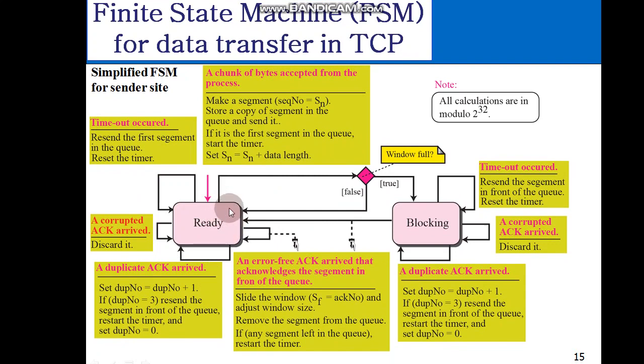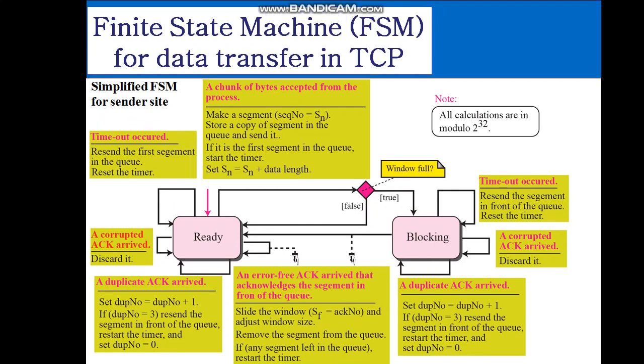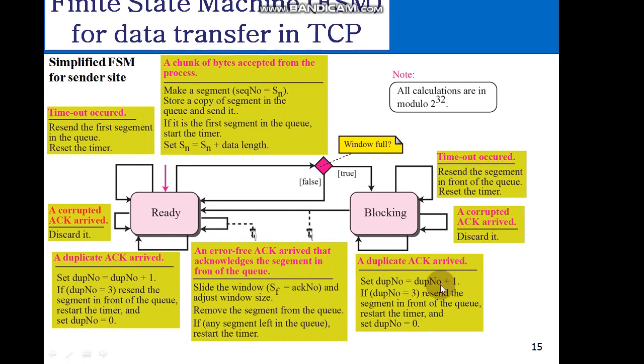Suppose your buffer is full, that is, the window is full. If it is true, then it will go into the blocking state, meaning the next segments cannot be taken into the buffer or the queue. If it is false, then it will go to the ready state and try to send the data as usual. In the blocking state, it will again do the same thing.